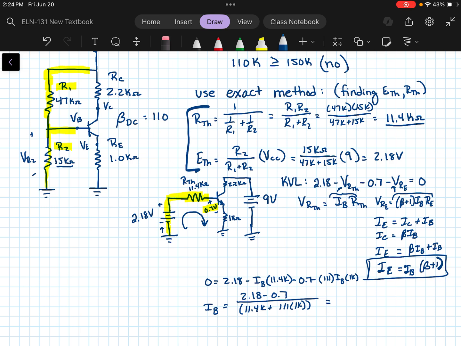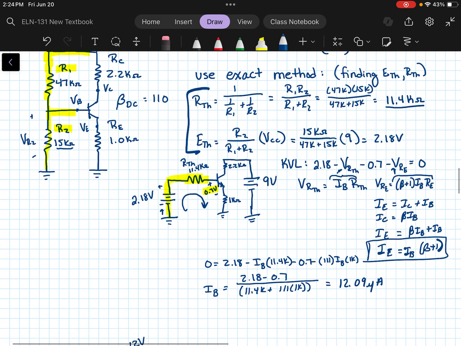So IB would be 2.18 minus 0.7 over 11.4K plus 111 times 1K. I know the math looks a little challenging there, but it's really not if you just work back through it. Okay, so it looks to me that IB should be about 12.09 microamps, and that's going to allow us to find all of our voltages.